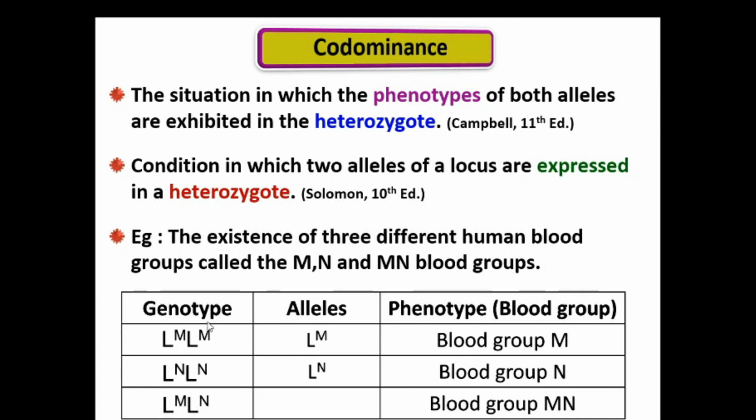But if the individual has the genotype of LM LN, there are two types of allele you can find in this particular genotype, which are LM and also LN. So this will result in blood group MN, meaning that both LM and LN are being expressed in their phenotype. In other words, in the heterozygous, they will be expressing both LM and LN in their phenotype.